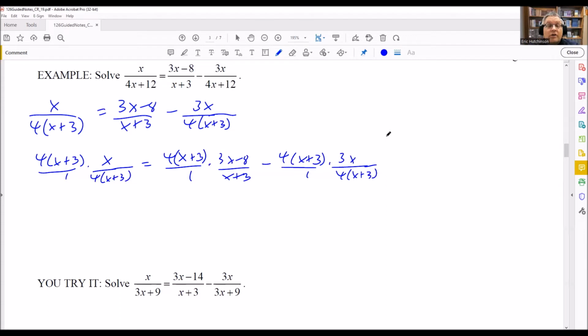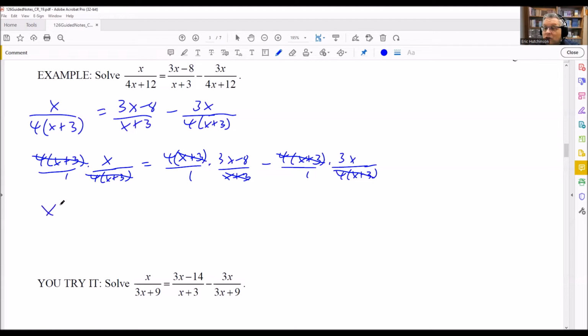What we want to do is start to reduce. So 4 times x plus 3, this whole thing is going to cancel with this whole thing on the bottom. It also happens with this last term as well. So we can cancel those out completely. But this middle term that we have, x plus 3 will cancel out with x plus 3. So now that all that's canceled, let's rewrite it.